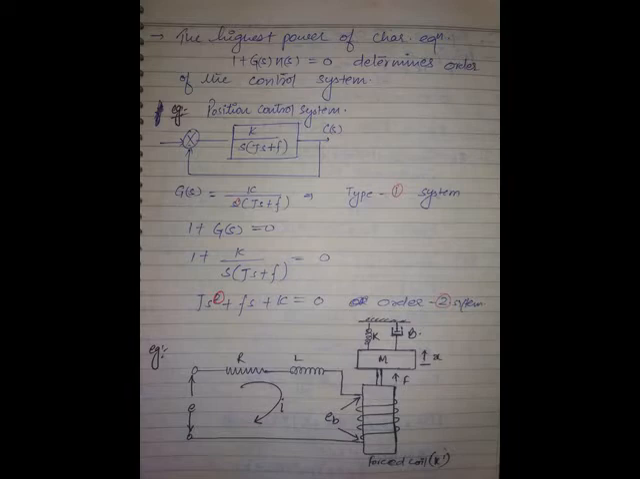This wiper will get displaced. It produces a voltage which is going as input to the amplifier. It gets amplified and goes as input to the armature controlled servo motor. The motor rotates. The rotation of the motor is theta. As the motor rotates, the load also will rotate.